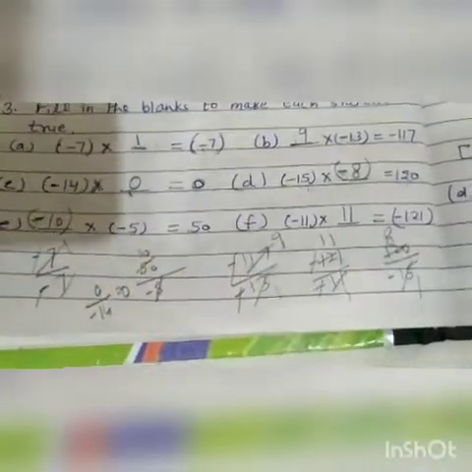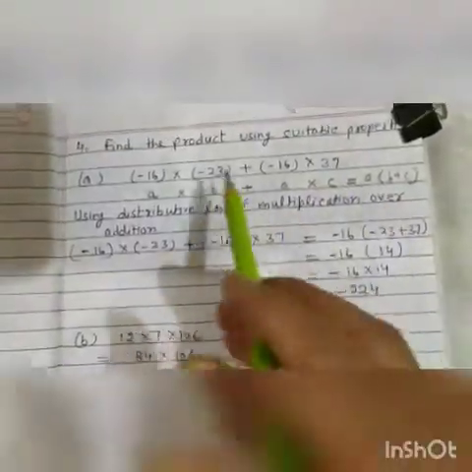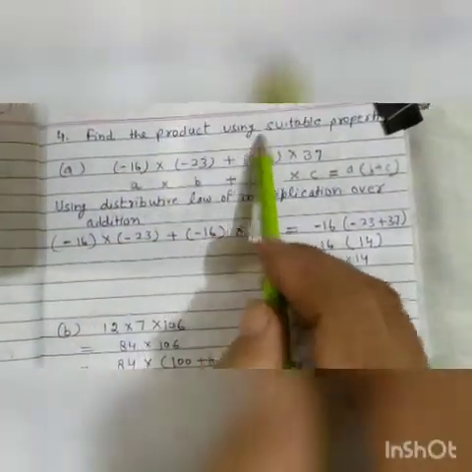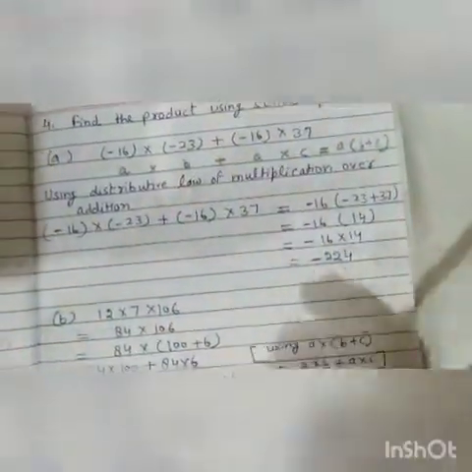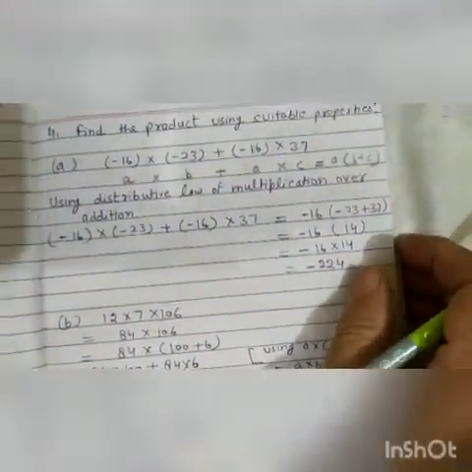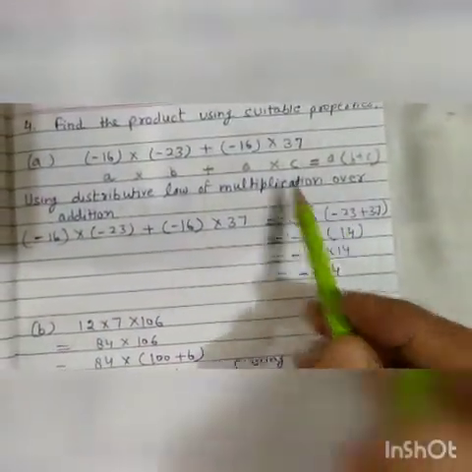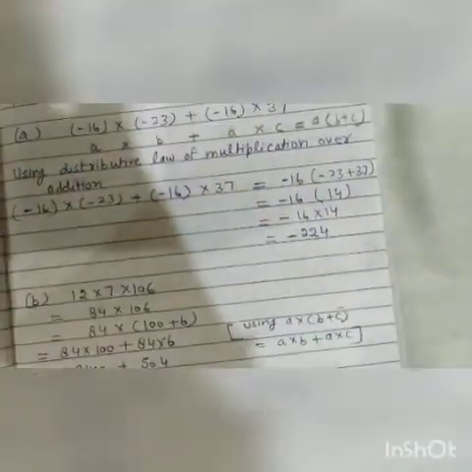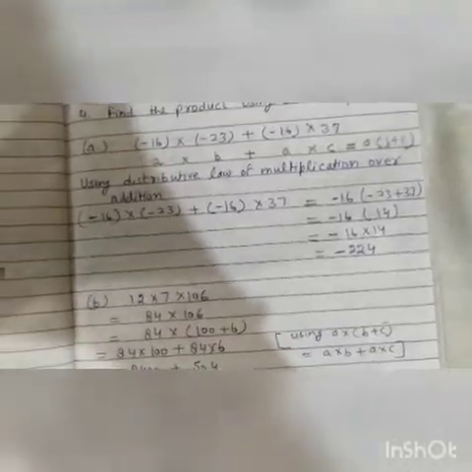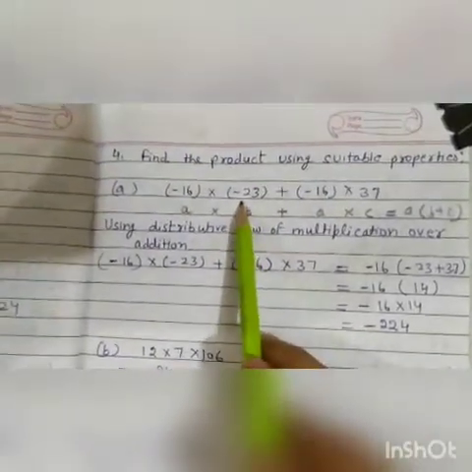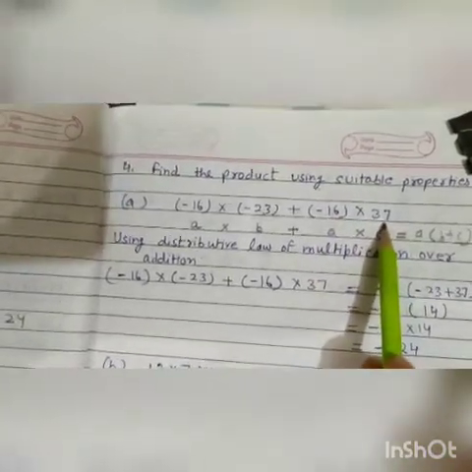Up to question number 3. Come to question number 4. In question number 4, find the product using suitable properties. Here, students, the multiplication properties which we have studied, we will use those properties. Using those properties, we will simplify the given question. So first A part is minus 16 multiplied by minus 23 plus minus 16 multiplied by 37.